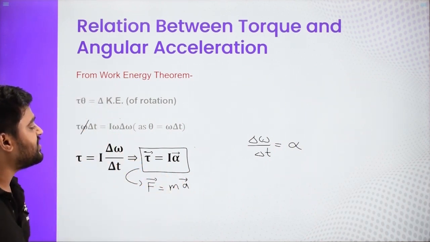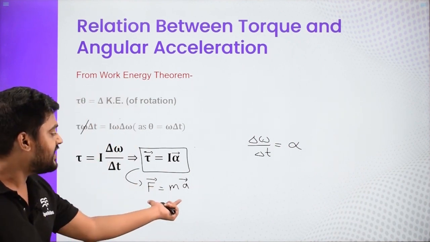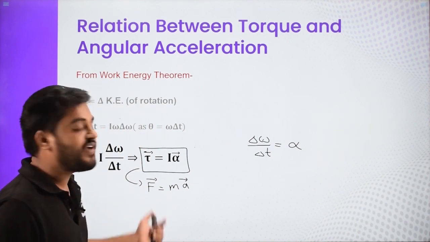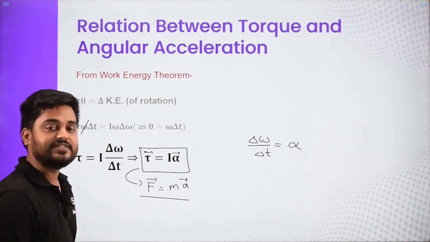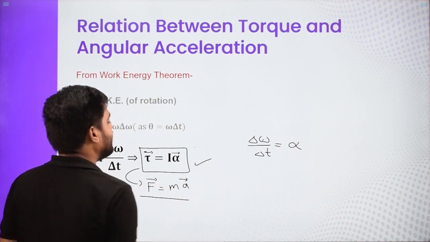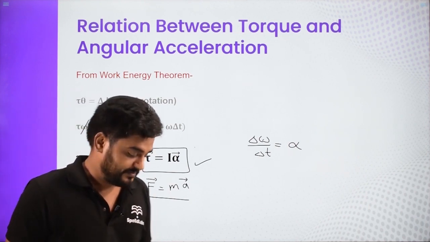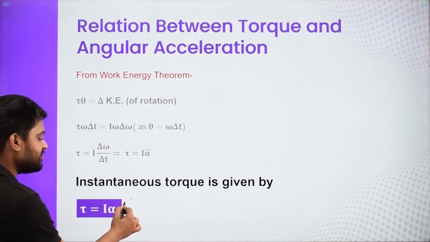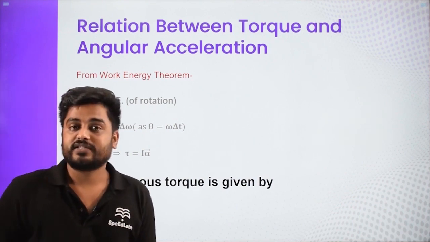So this is the relationship between torque and alpha, which we are going to utilize for all rotational motion instead of F is equal to ma. Till now we had one equation, F is equal to ma. Now for rotation we are going to utilize one more equation, torque is equal to I alpha. This is an important relationship, so you can remember it. I am star marking it. Let's move to the next concept.